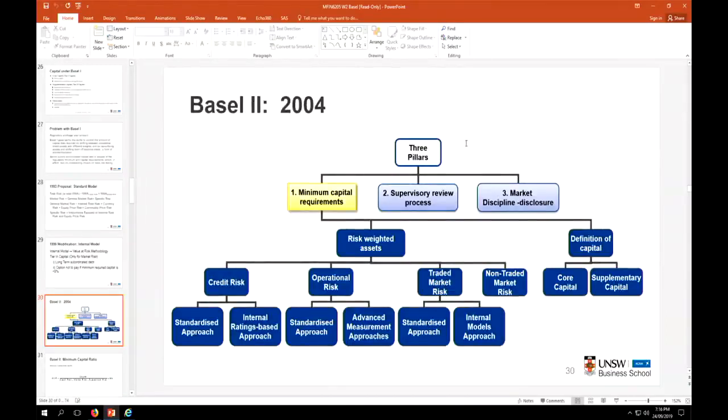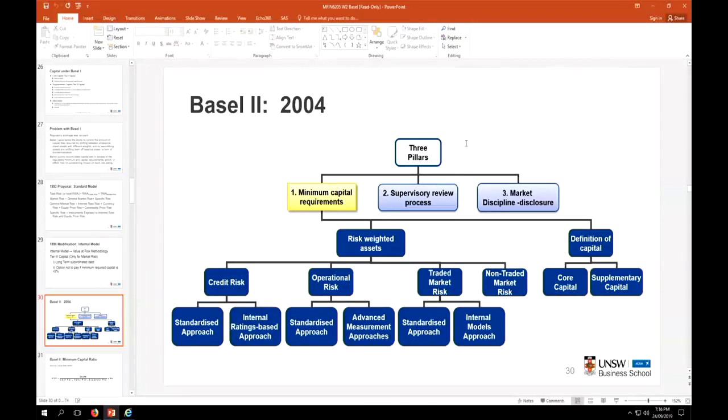Basel II came up. When Basel II was coming in, it was seen as a very fundamental upgrade of the Basel framework. And this is what we faced the GFC with. Right? So, first of all, we now have 3 pillars. Right? We had 2 pillars before, we now have 3 pillars. Minimum capital requirements, supervisory review, and market discipline through disclosure.